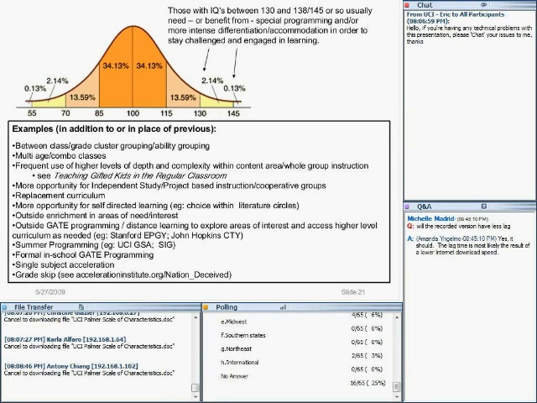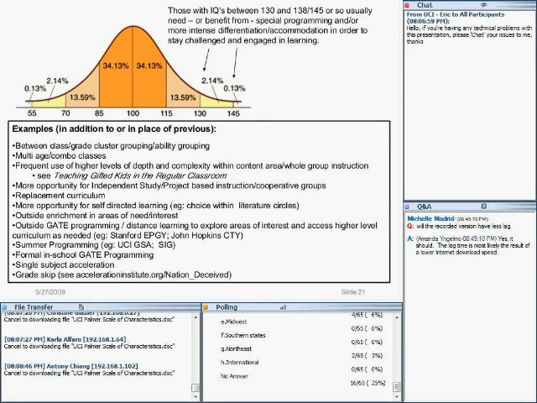Single subject acceleration is where, if you have a child that is very far advanced in reading, that child might go into a higher grade for reading or writing instruction or for math instruction if they're not able to accommodate that child in their own classroom or within their own grade level.